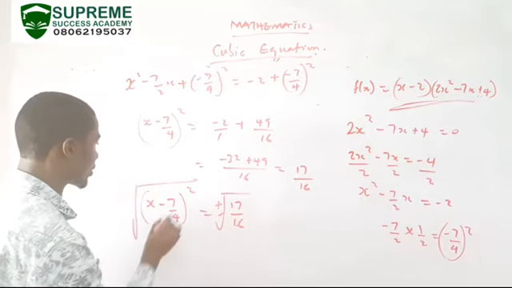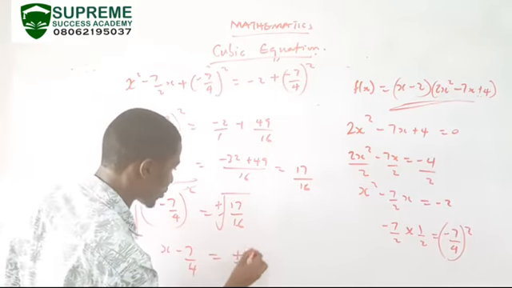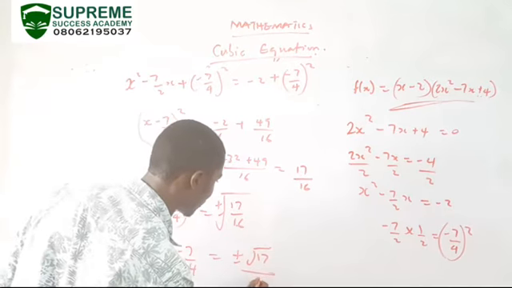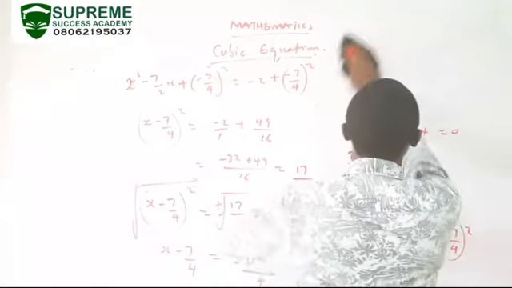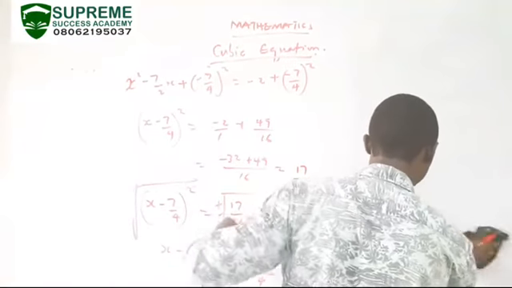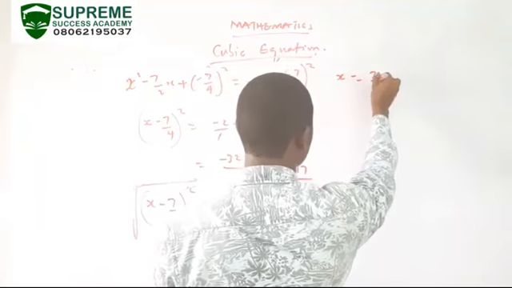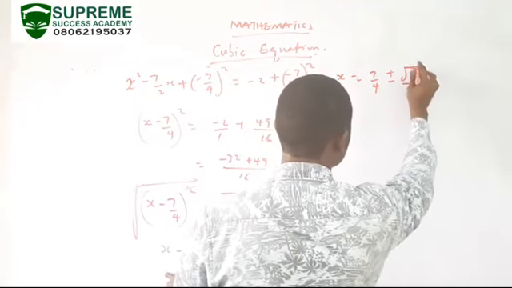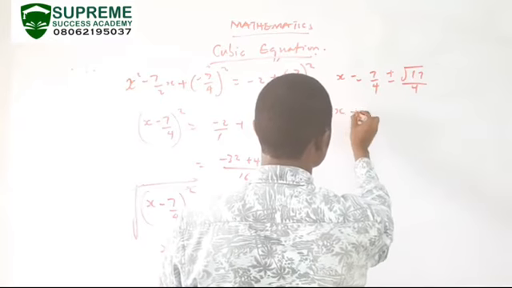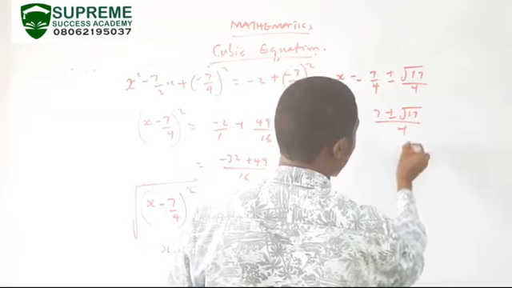Introducing plus or minus. This will take care of this. You have x minus 7 over 4 equals plus or minus square root of what? 17 divided by what? 4. Remember, it does not have a unique square root. So you can just leave it that way in order to obtain the two solutions. So we can now say that, collecting like terms, x will be equal to what? 7 over 4 plus or minus square root of what? 17 divided by 4. So x will be equal to 7 plus or minus square root of 17, over 4. That will be the solution.